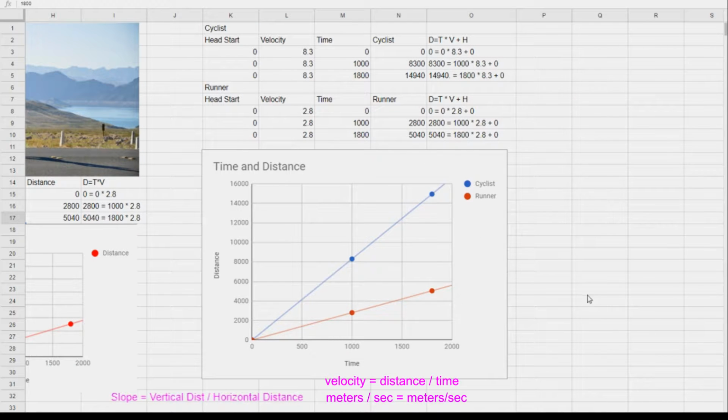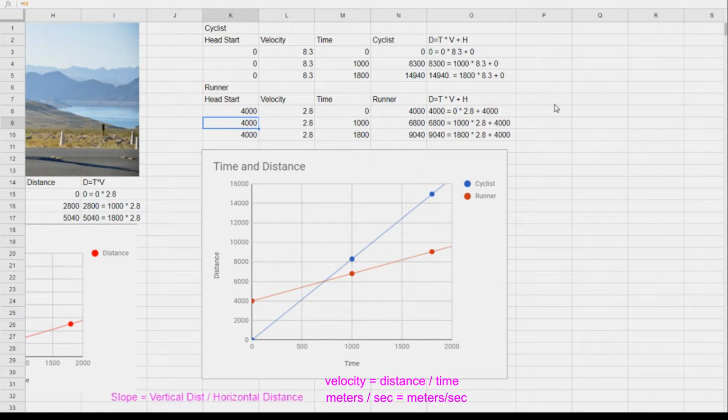If we look at both of them plotted on the same chart, again, the blue line, which is the cyclist, has a steeper slope than the red line, which is the runner. And the reason is because the cyclist's velocity is higher than the runner's. Now, what happens if I give the runner a head start? How is that going to change this curve? So I'm going to give the runner a 4-kilometer head start.